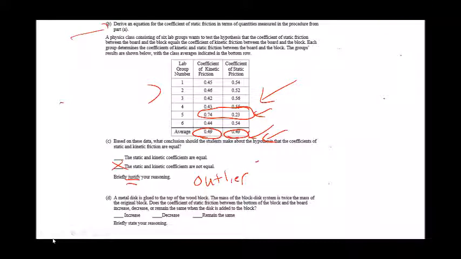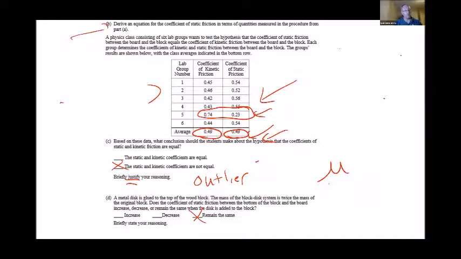Stays the same. And why do you think that? Because mass would affect the normal force, but the coefficient is independent. So the coefficient really is a measure of how two surfaces interact with each other. It's independent of the mass. It's about the surfaces. So your answer is exactly right. Remain the same. And I would just say that the coefficient of friction is independent of mass. It measures how two surfaces interact.